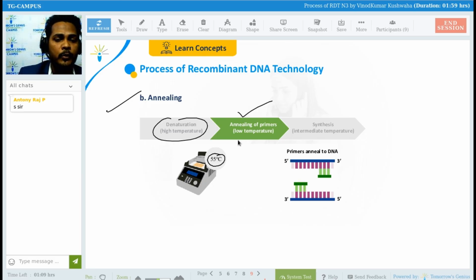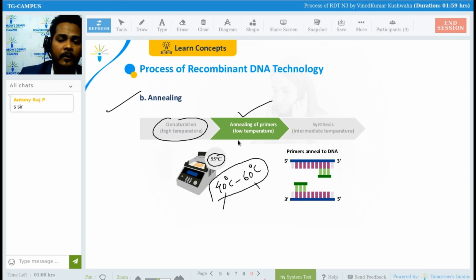The two oligonucleotide primers anneal to the single stranded template DNA, since the sequence of the primers is complementary to the 3' end of the template DNA, and this step is carried out at the lower temperature. And what should be the temperature? As I said, 55 degrees Celsius, but the most common range is 40 degrees Celsius to 60 degrees Celsius. This is the minimum and this is the maximum range. So you can just remember. Okay.